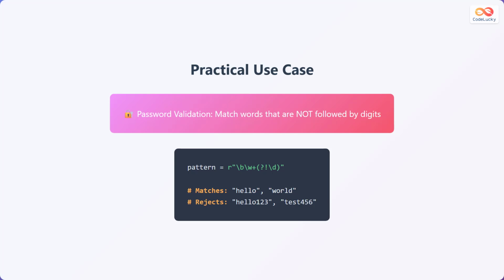Negative lookahead is useful for validating passwords, matching words that are not followed by digits. For example, the pattern \b\w+(?!\d). This matches hello and world but rejects hello 123 and test 456.